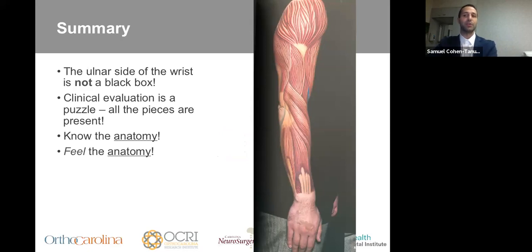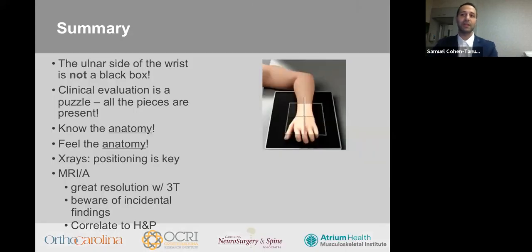And the key is to just know the anatomy, be able to visualize it in your mind's eye, and learn to palpate it. Finally, for imaging, positioning is critical for the x-rays, and MRI is the most common advanced imaging and nowadays can provide absolutely great resolution, but we should be aware of incidental findings and we'll always need to correlate findings to our H&P to make sense of the images.